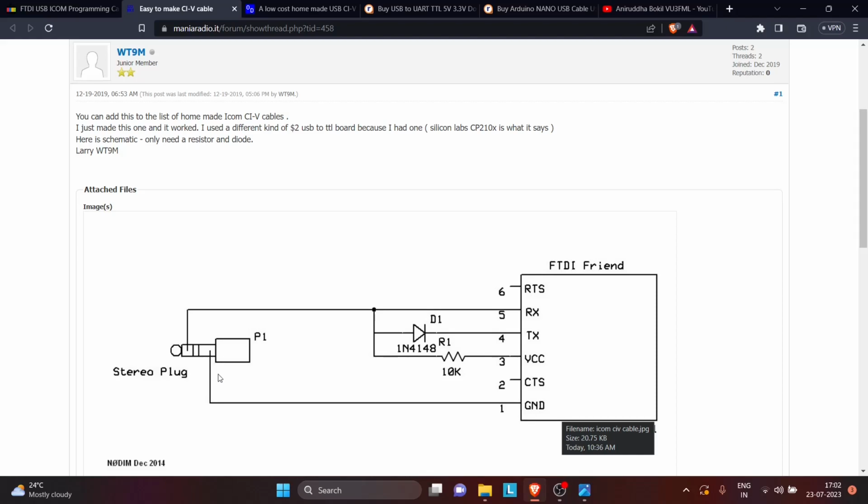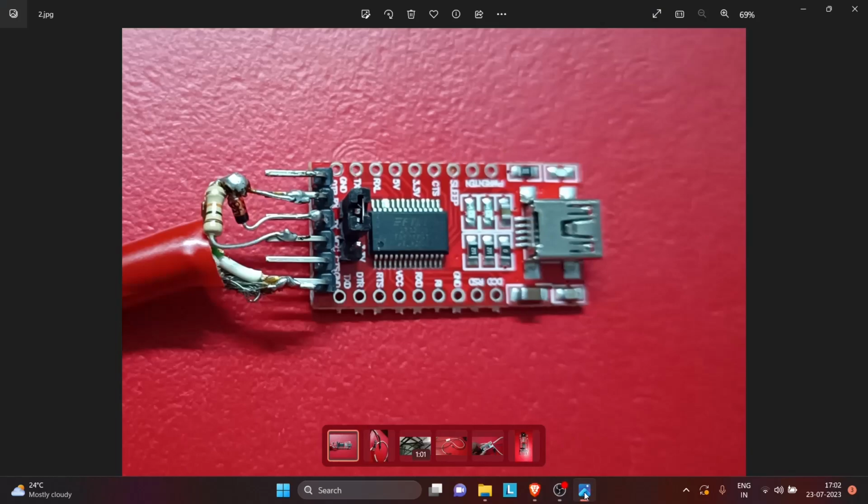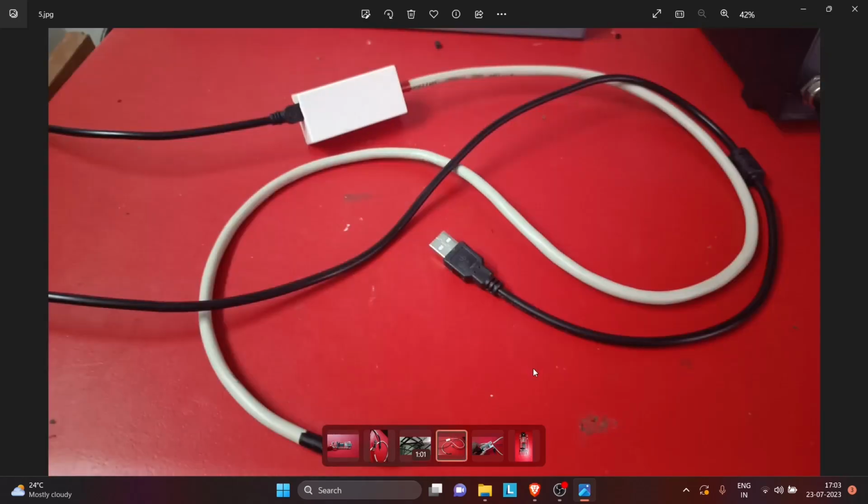So let me show you the cable that I made. So this is our adapter. You can see this is the RX pin. It gets connected with a diode to the TX pin. This is the VCC pin. And as you saw in the circuit diagram, it gets connected through a 10K resistor to the junction of the diode and the RX. This is the ground pin, and the shield of the cable gets connected to the ground pin. This is the complete cable.